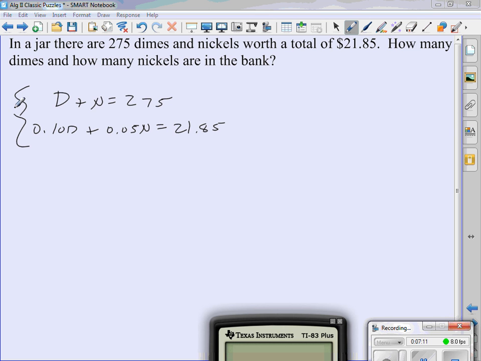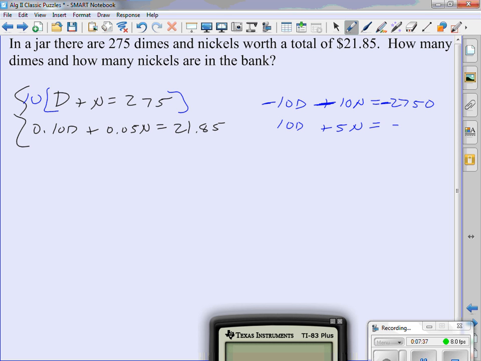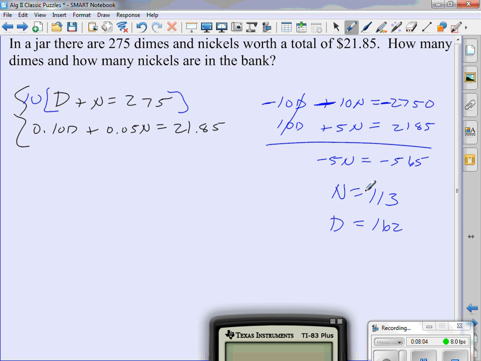I'm sort of going to do this in one giant step, because most of you are going to move this over 2 places. Which variable are you getting rid of? D. So I'm going to multiply by negative 10. Negative 10D minus 10N equals negative 2,750. Then 10D plus 5N equals 2185. The D's cancel out. Negative 5N equals negative 565. That's fine that you had a negative here. But a negative divided by negative is positive. N is 113, which means there has to be 162 dimes. That's your answer.